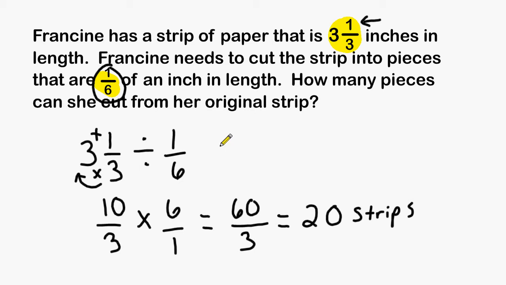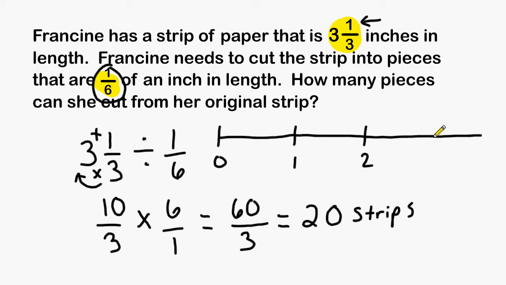Now, another strategy for solving this problem would be to draw a diagram. So what I'm going to do is draw a line which represents the original strip of paper. The next thing that we are going to do is start at 0, and then make a mark for 1 inch, a mark at 2 inches, and a mark at 3 inches. And then we are going to divide each one of these whole inches into thirds.